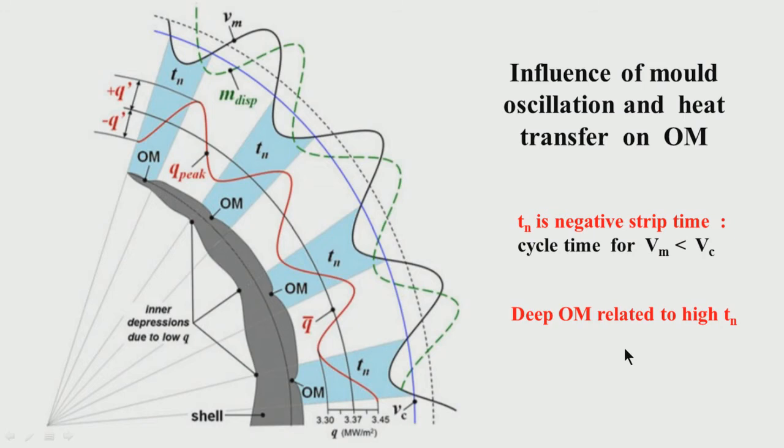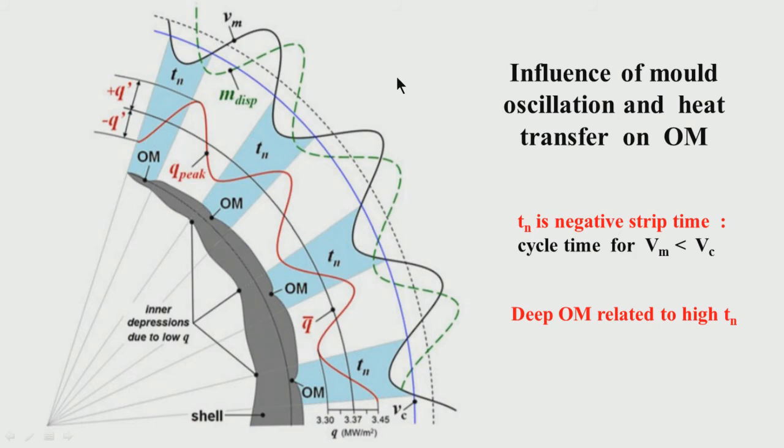Now, please look at what is happening here. This is showing how the oscillation marks are forming in the mold. What is the mechanism of formation of oscillation marks? This is the solid shell. On the surface, I have told you the oscillation marks are forming. Now, please look at what is happening here.